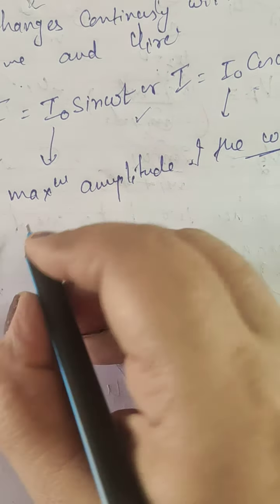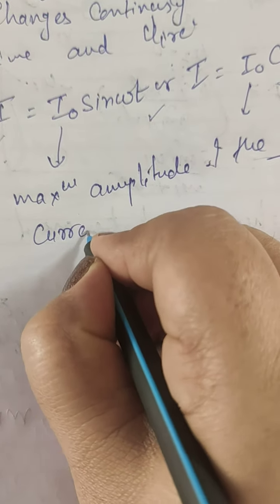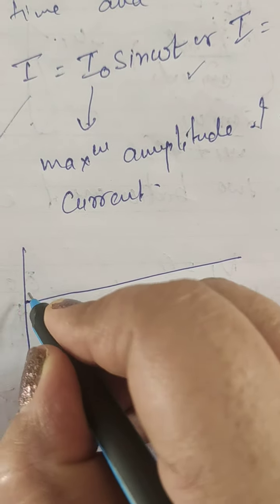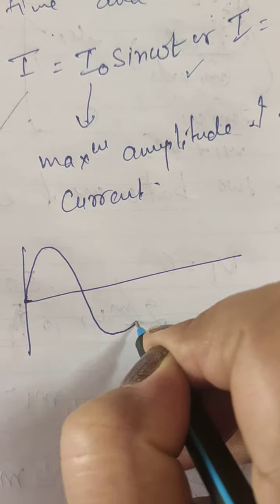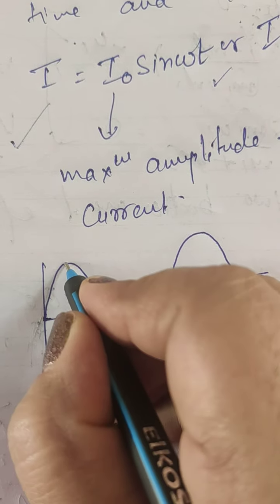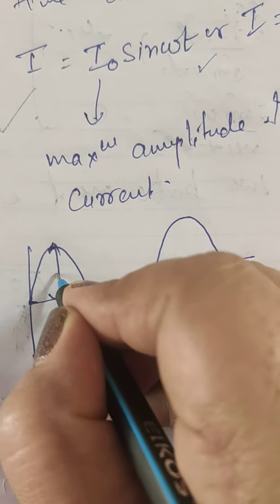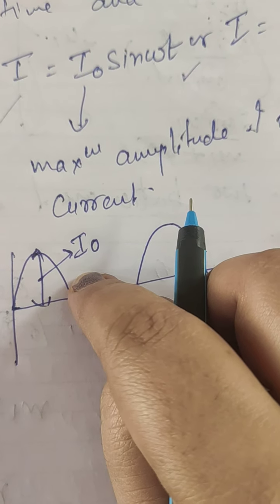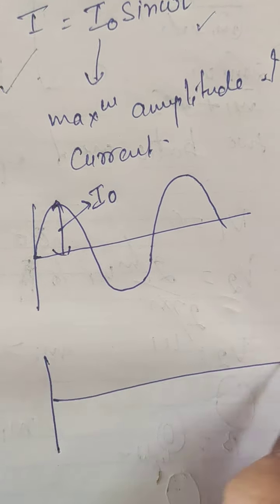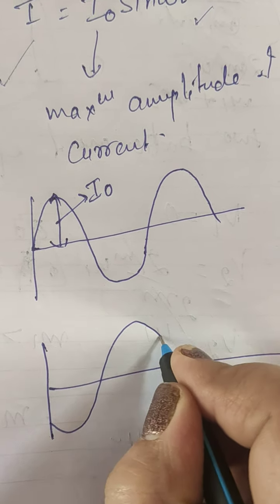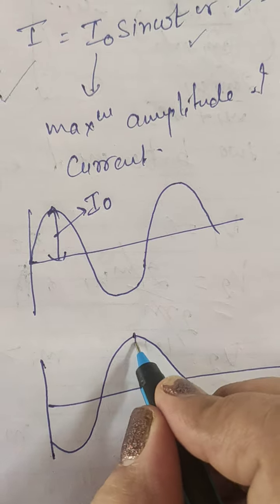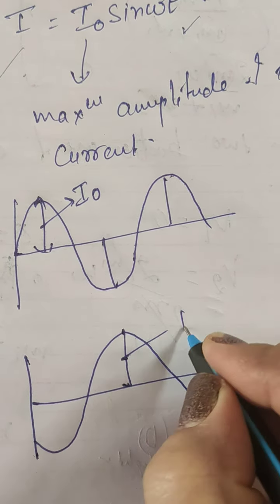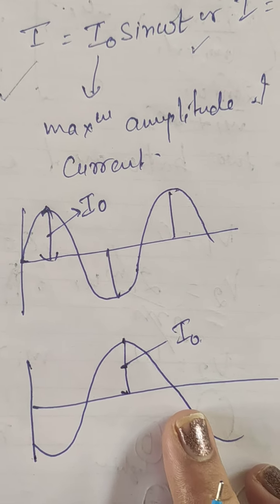Here we are talking about the current, right? And the sine wave, we know that we have studied in 11th chapter that sine wave is represented like this. So in this case, this amplitude is actually I naught, which is representing the maximum current, and cosine wave is represented like this, and here this amplitude is known as I naught, which is the maximum amplitude of current.